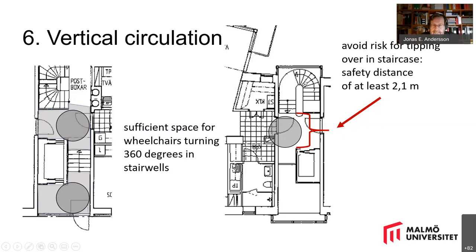And also, once again, using a stair, you have to have the necessary space for turning your wheelchair. In this case, doing first a 90 degree turn and then yet another 90 degree turn. So this circle with a diameter of 150 is quite necessary when you start to think about appropriate architectural design for people with disabilities.